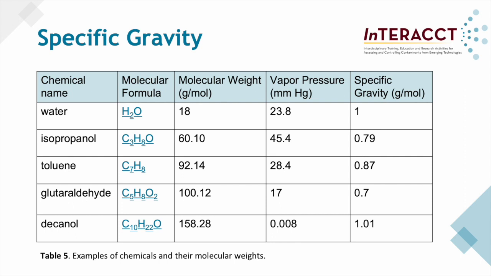The specific gravity is the ratio of a chemical's density to the density of water at a specific temperature and pressure. It's a dimensionless unit that is useful for understanding how a chemical would behave relative to other chemicals. For example, a chemical with a specific gravity of less than 1 will float on the water. Because it floats on the water, it can evaporate into the air above the water surface more readily and present a greater risk of exposure through inhalation than one with a specific gravity greater than 1 and therefore heavier than water.